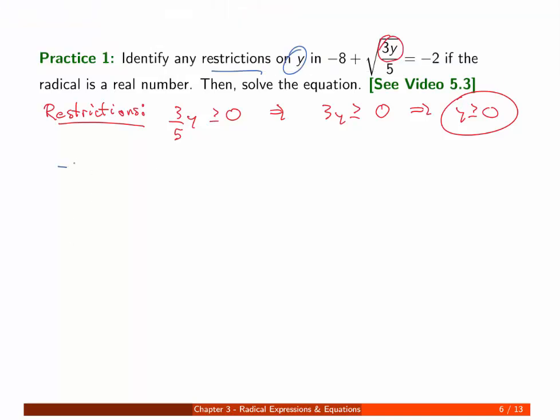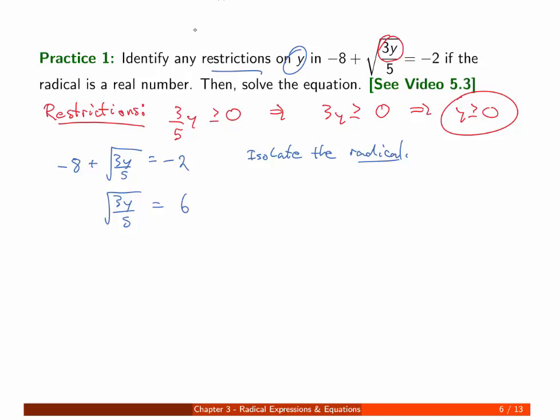Now let's solve this. We have negative 8 plus the square root of 3y over 5 equals negative 2. My first step will basically be to isolate the radical. That will allow me to do a nice little square of both sides to remove it. If it's a cube root, cube both sides, and so on and so forth. So I'm going to move this negative 8 over to give me the square root of 3y over 5 equals 6, right? Negative 2 plus 8.